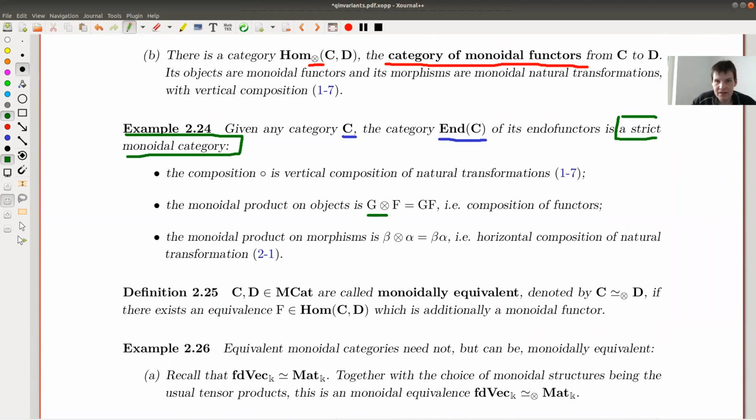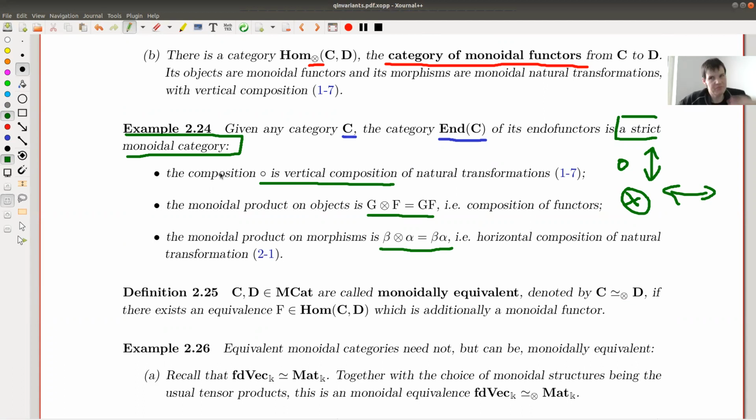So composing functors is the monoidal product on objects, and the horizontal product of natural transformations is the one I showed you, and the vertical one is the usual one, right? So you have two operations, vertical and horizontal. This one and this one. And this is by definition a strict monoidal category. So check all axioms. It is a strict monoidal category because everything is built by compositions, and compositions are strict operations, compositions of functors or monoidal transformations.